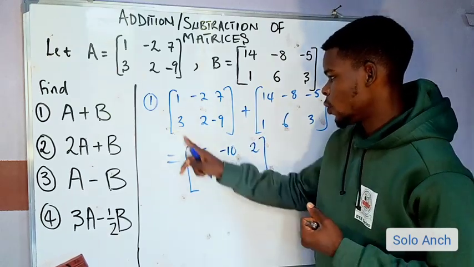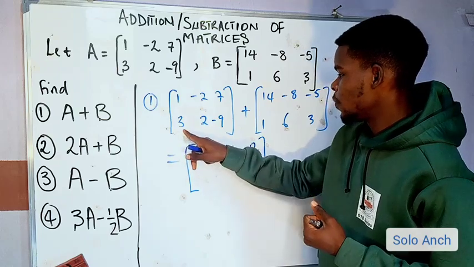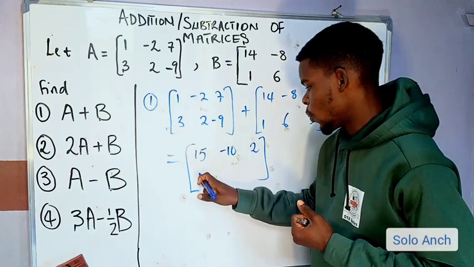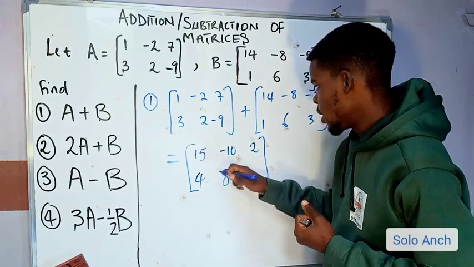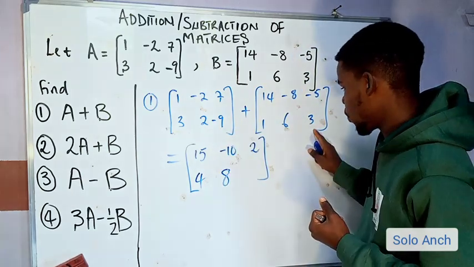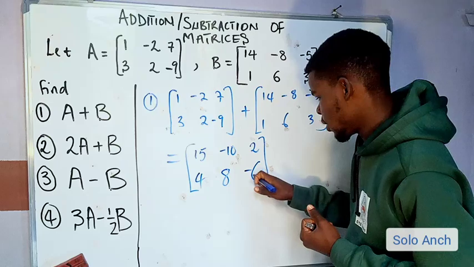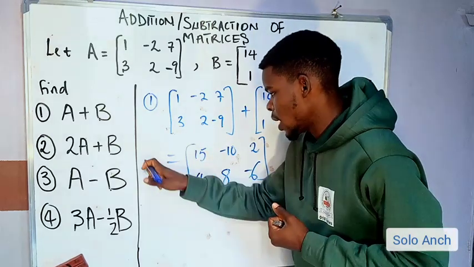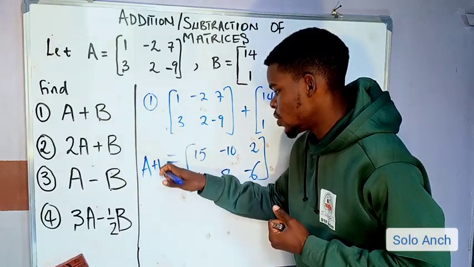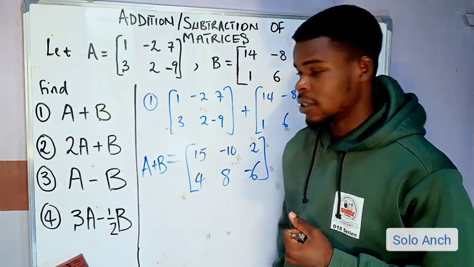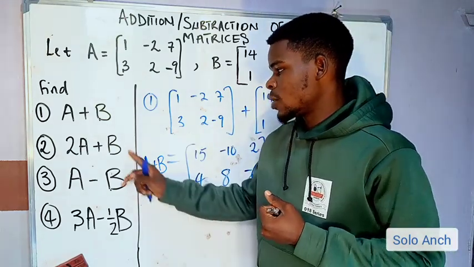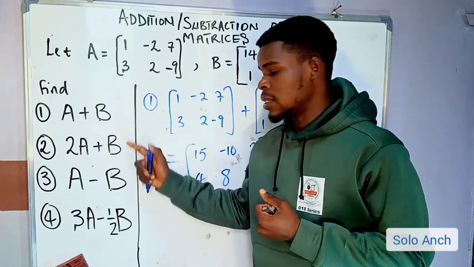Now look at the second row. We have 3 plus 1, which is 4. 2 plus 6 is 8, and lastly -9 plus 3 will be -6. So this right here is the result, the sum of these two matrices A and B. That was easy, wasn't it? The next one we are going to be doing is the second one right here.